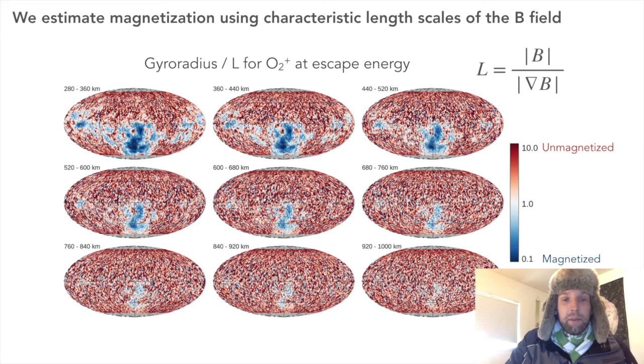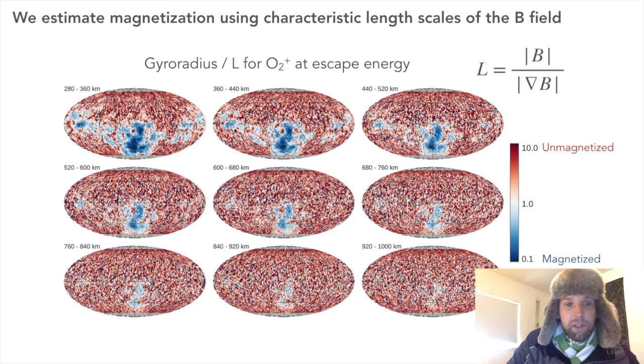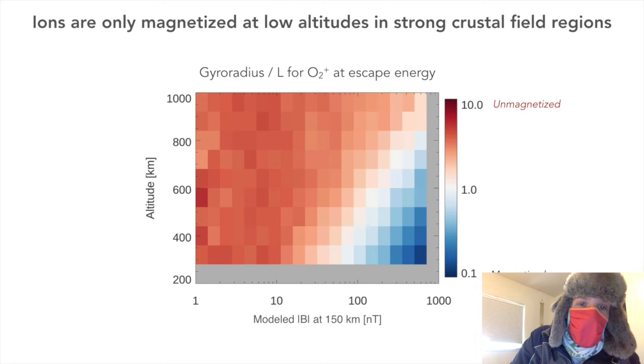Then we can make these maps of gyroradius divided by L, where a high value means that the gyroradius is comparatively large, so the particles are unmagnetized, and a low value means the gyroradius is comparatively small, so the particles are magnetized. We can see that particles are most magnetized at low altitudes and in the crustal field regions, and if I plot this on the same set of axes as before, we can see the same trend, where ions are only magnetized at low altitudes and in strong crustal field regions.